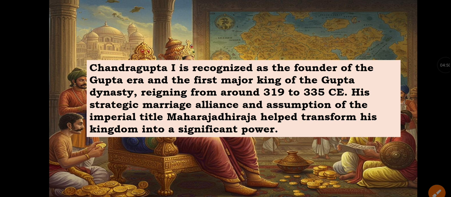So at first we have to understand that Chandragupta I was the founder of the Gupta dynasty and was the first major king. He had a strategic marriage alliance and an imperial title of Maharaja, which helped transform the kingdom into a significant power. Kings of that time gave themselves titles like Chakravartin, Samrat, Rajadhiraja, Maharaja, etc. Maharaja means the great king.